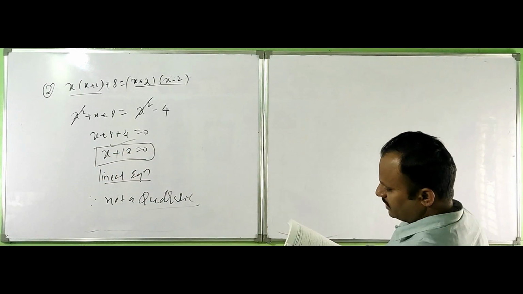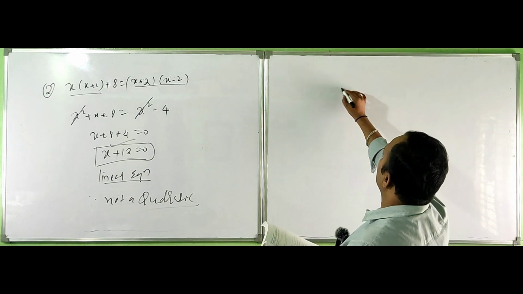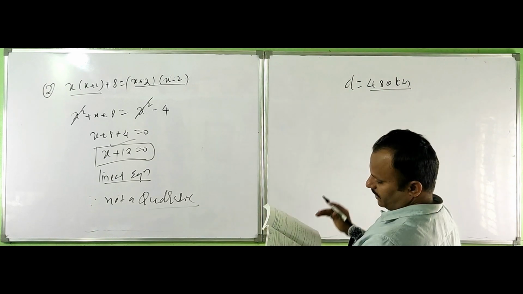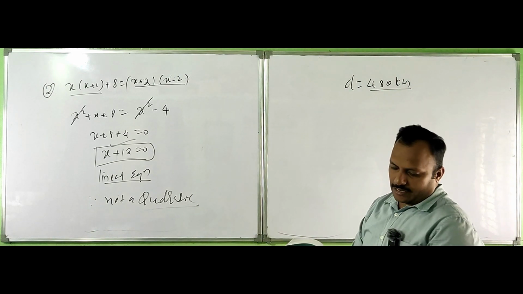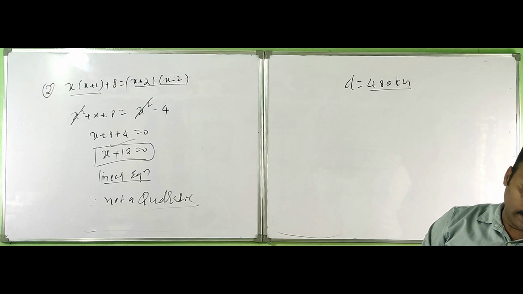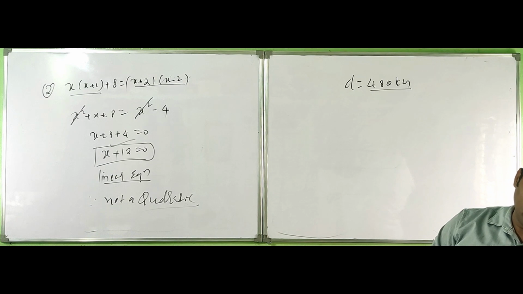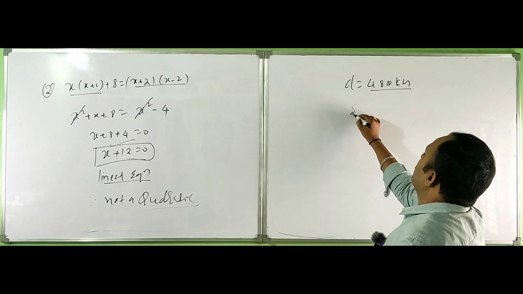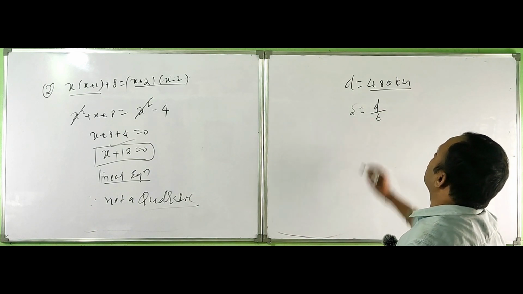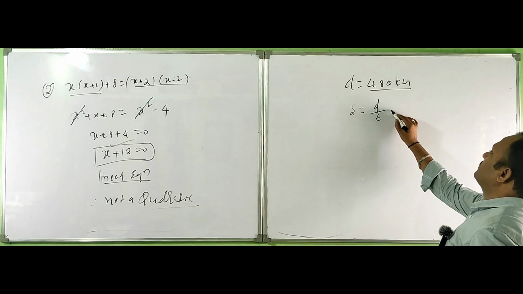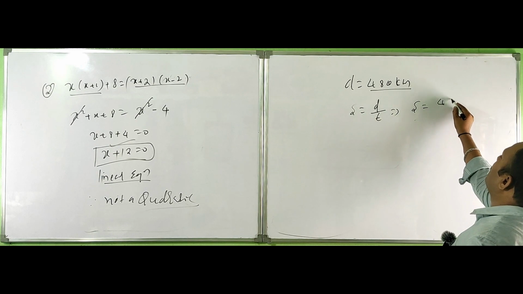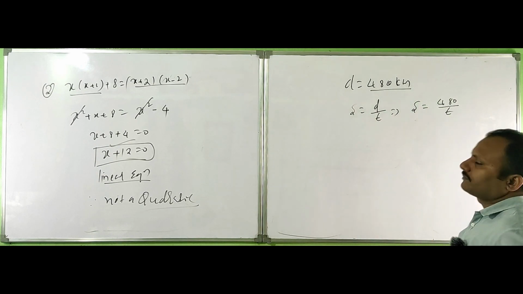A train travels a distance of d is equal to 480 km at uniform speed, right? If the speed had been 8 km/h less, then it would have taken 3 hours more to cover the same distance. We need to find the speed of the train. Okay, write it in quadratic form. Speed is equal to d by t, right? This implies s is equal to 480 by t.